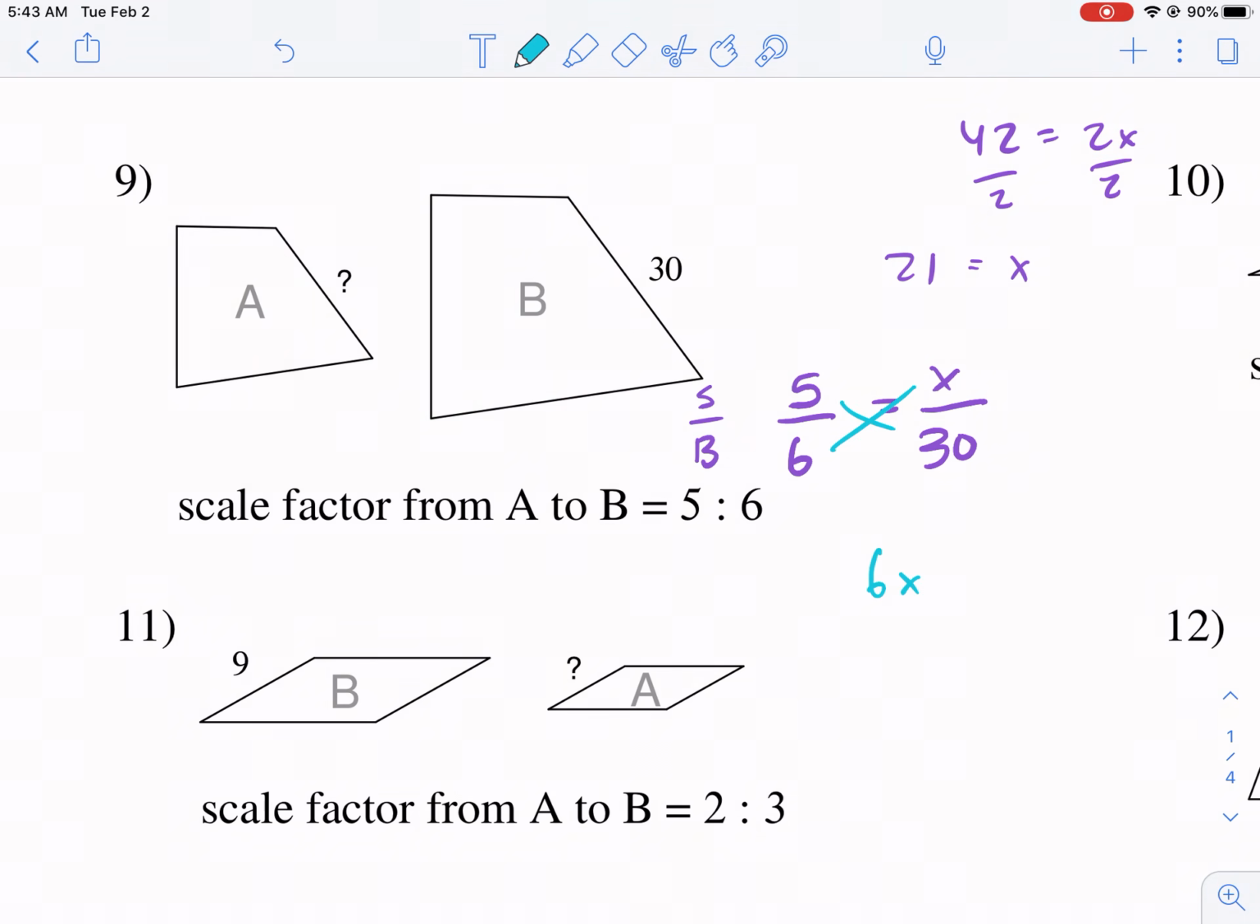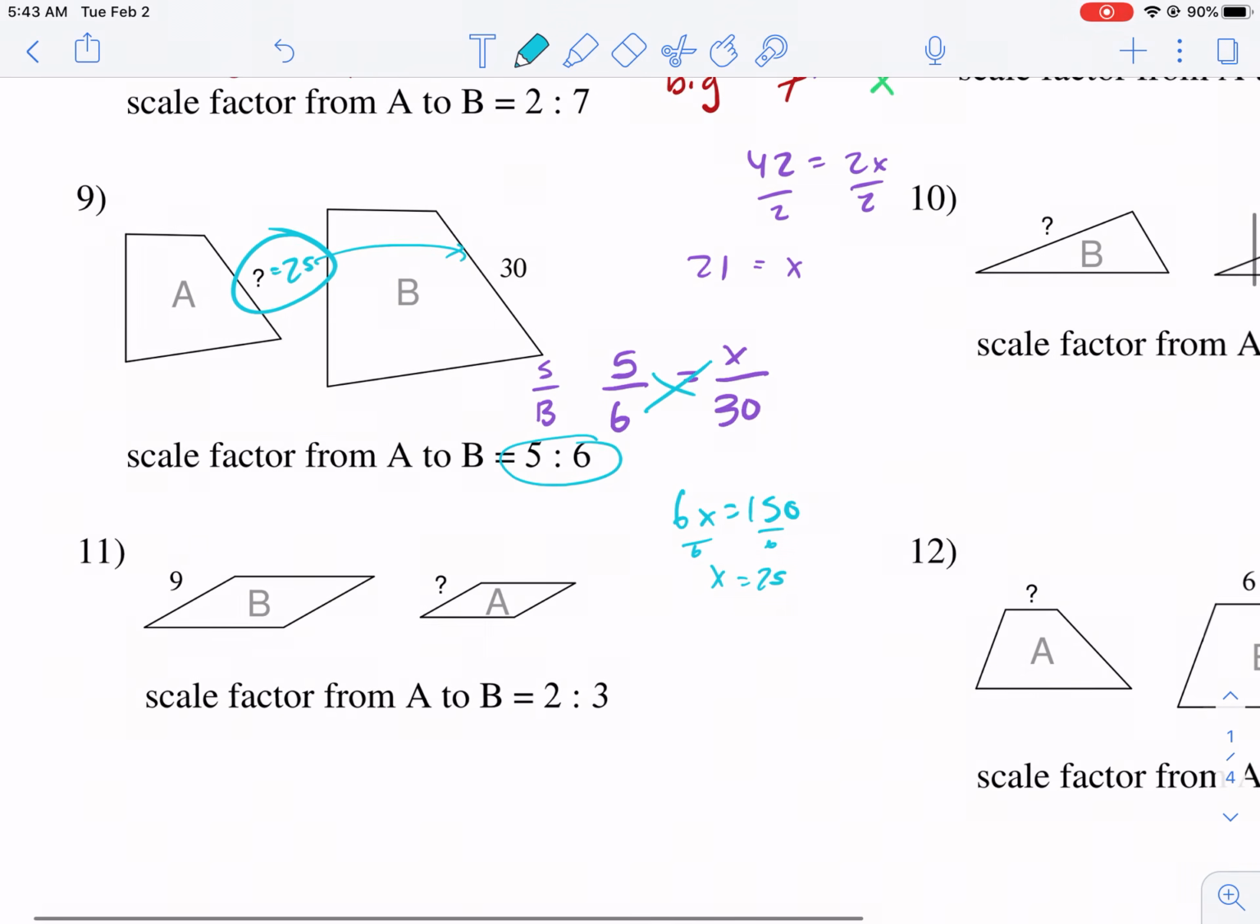So we get 6x equals, was that 150? So 150 divided by 6. 150 divided by 6 equals 25. Okay, a way to check, is this smaller than 30? Yes, it is. And because it's a 5 to 6 ratio, it's fairly close.